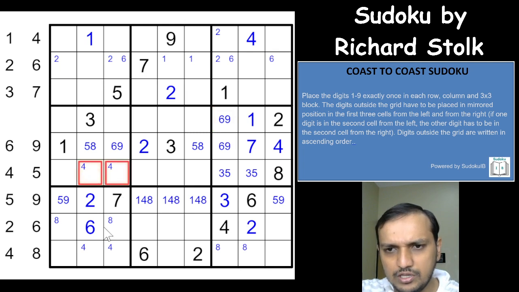You have 4 here. You have 4 here. So 4 would have to be in one of these 3 cells. This cell cannot be a 4, so 4 is in one of these two cells.